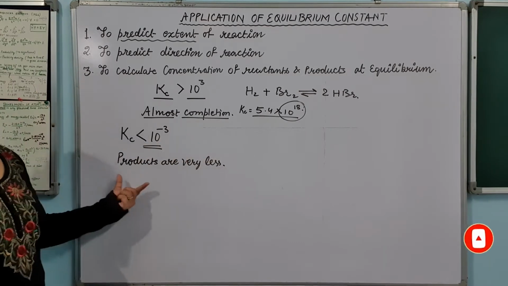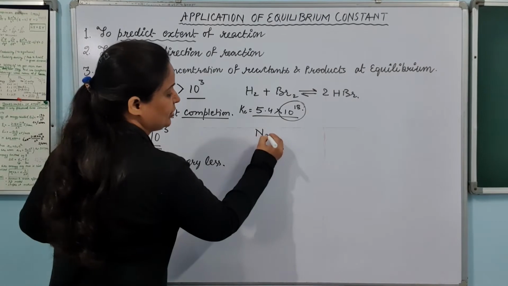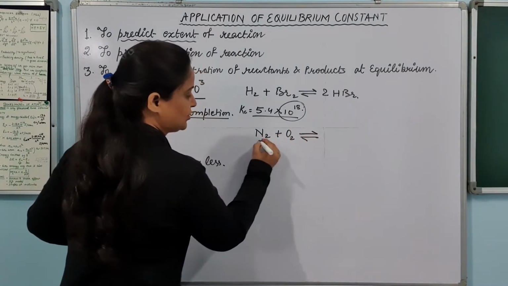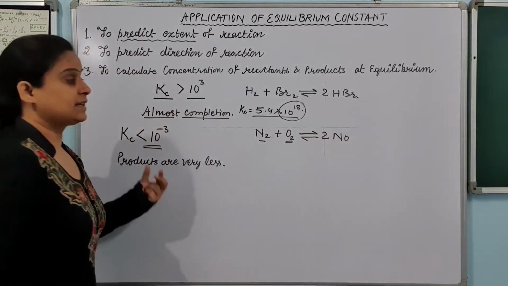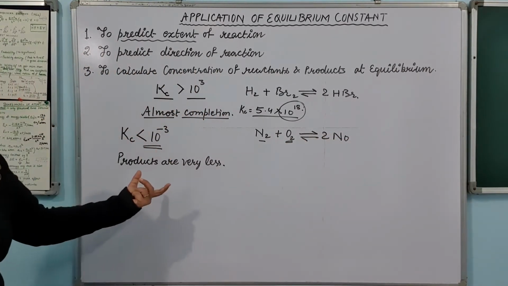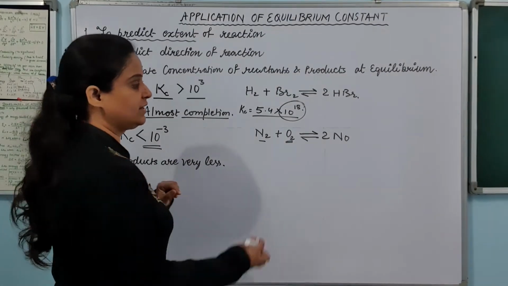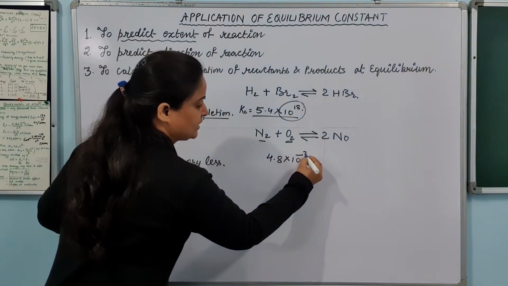Okay, so very small number of products are formed. For example, if I take the formation of nitrogen oxide, where nitrogen and oxygen form nitrogen oxide, the value of Kc for this reaction is 4.8 into 10 raised to power minus 31.